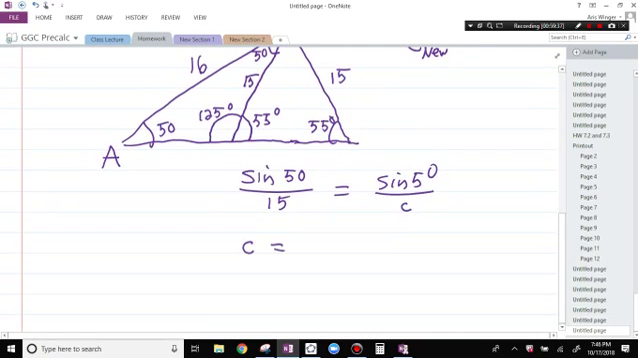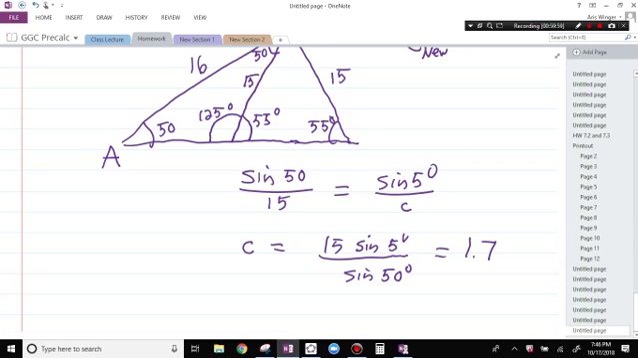Little c is equal to 15 times the sine of 5 degrees. We know the sine of 5 degrees is really small because the sine of 0 is 0. 1.3? Get this right: 1 point what? Did I put it in wrong? You better make sure. 1.7. And again, that makes sense. That needs to be super small because the angle's really small.